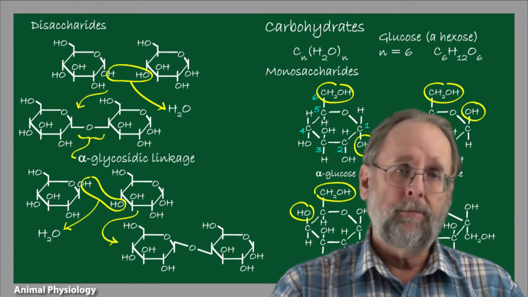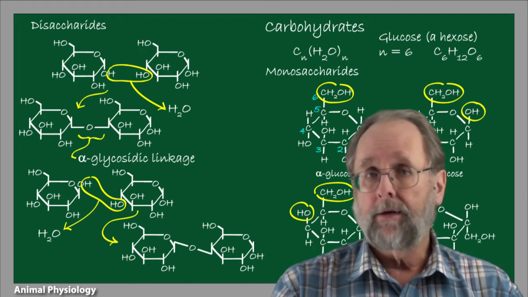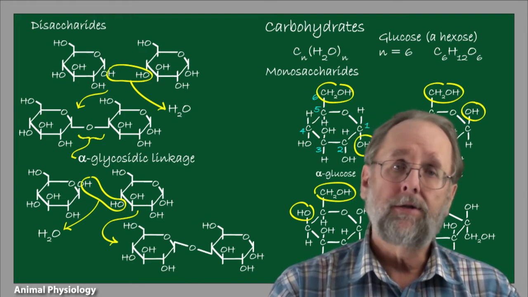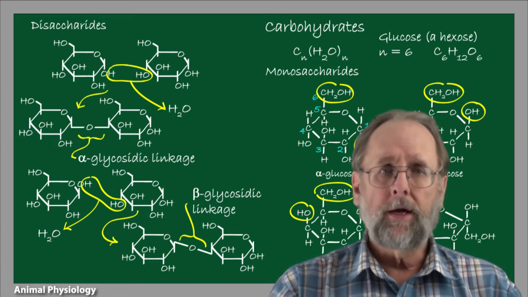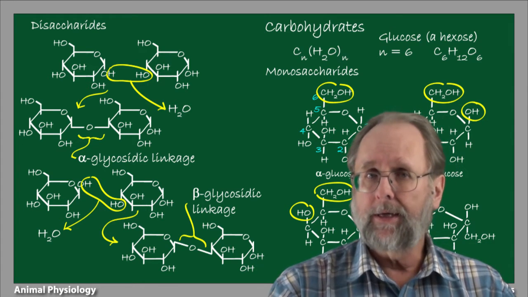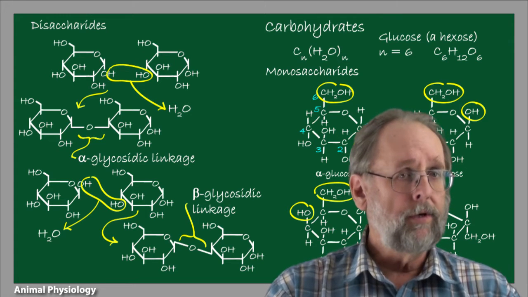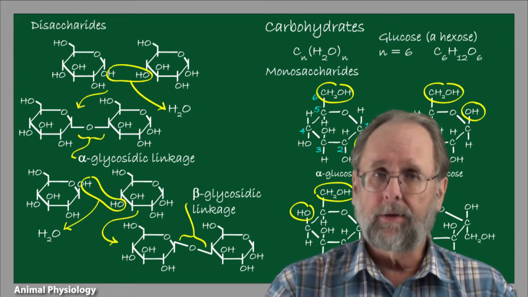Because the linkage is now between an alpha hydroxyl and a beta hydroxyl, this is known as a beta glycosidic linkage. Keep these 2 types of glycosidic linkages in mind because they will be important when we talk about the digestibility of polysaccharides.